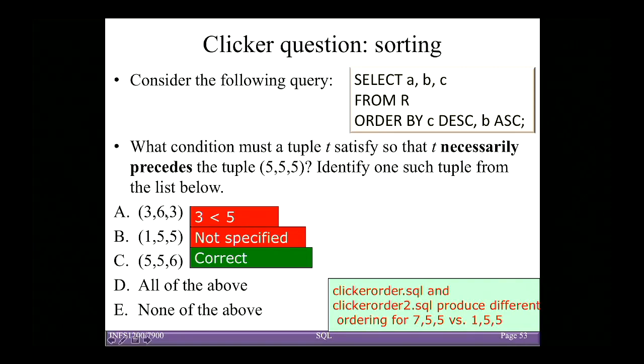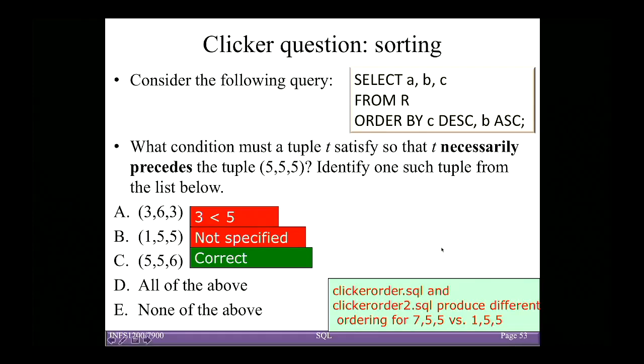So 3, 6, 5, given that you are doing descending on your C, is going to be below 5, 5, 5, because 3 is smaller than 5. This one is going to have a similar value. So these two 5, 5s are the same, so actually you don't know whether it's going to be above or below, right? It could be either above or below. This one definitely is going to be above.